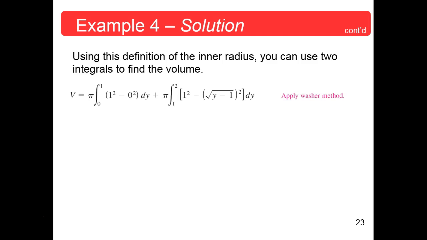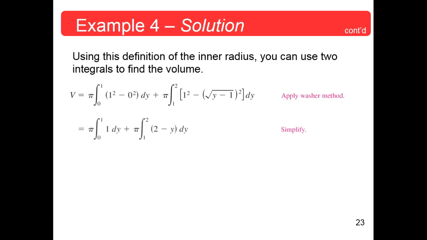But this one, pi going from 1 to 2 of 1 squared, the outer radius, minus the inner radius squared, which is, we've only integrated this, or not integrated it yet.